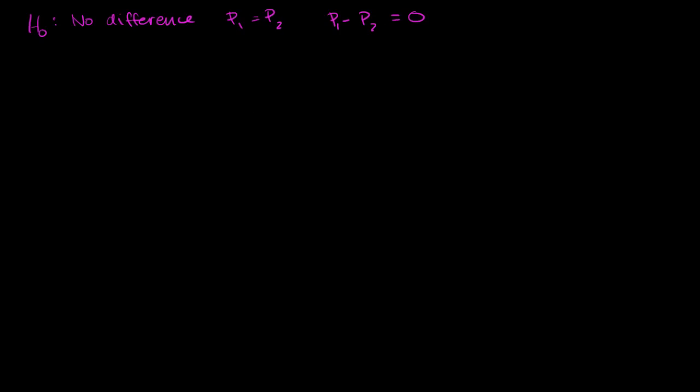That's our null hypothesis. Our alternative hypothesis is that there is a difference. Or that P1 does not equal P2. Or that P1 minus P2, the proportion of men voting minus the proportion of women voting, the true population proportions, do not equal 0. And we're going to do the hypothesis test with a significance level of 5%.